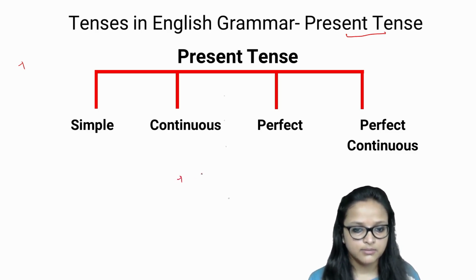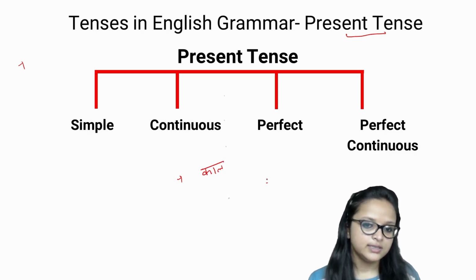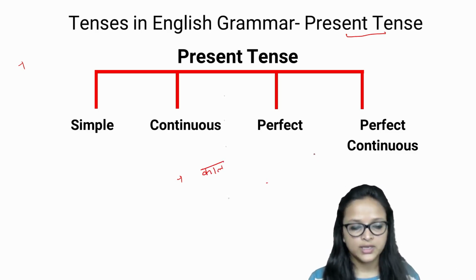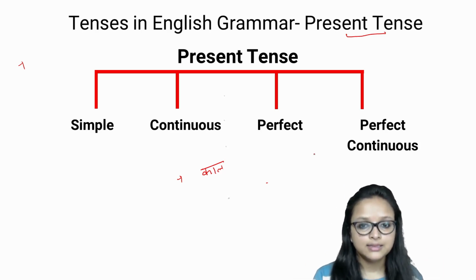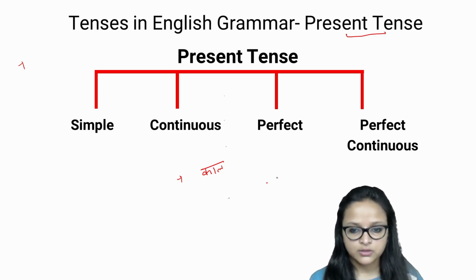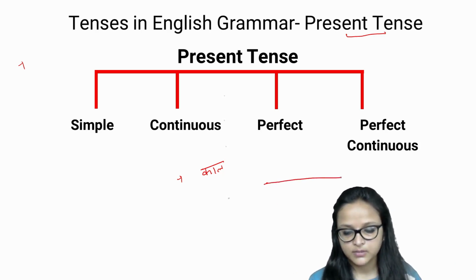Tense in Hindi means kal. Tense can be divided into three sections: present, past, and future. Present is now, whatever happening at present moment or in recent times, that is in present tense. Okay, so I'll make a line. This is your tense line. Okay?